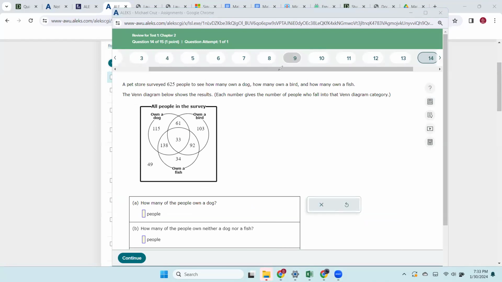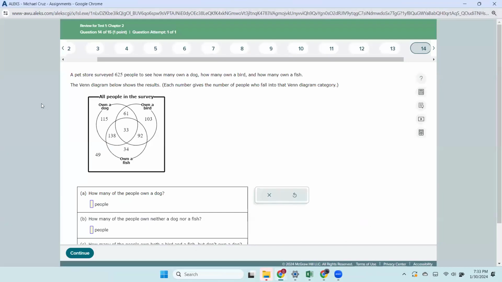Excuse me. All right, so as I'd said, going back to this. So this is a different one. 625 people were surveyed by a pet store to see whether they had a dog, a bird, or a fish. So here are the results. You need to push it over some more. I can't see. Over what? Like this?